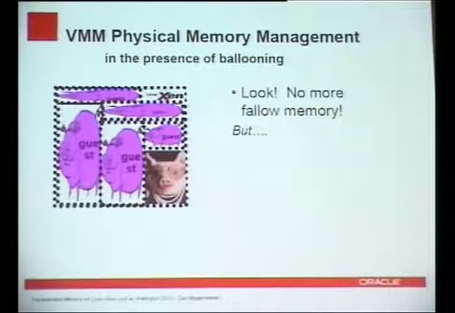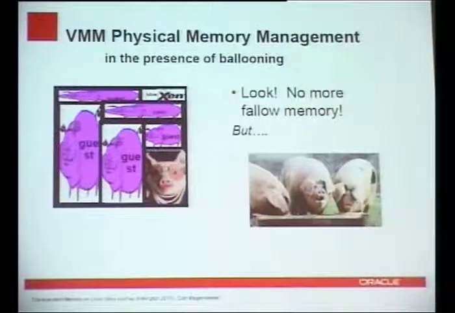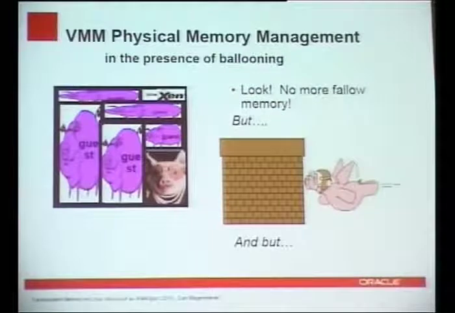If we've stretched some of the guests out now to fill up that fallow memory and we don't have any more, but as we saw before, if you give more memory to a hog, it's going to eat it all up, whether it needs it or not. So all we've really done is taken memory which was being wasted by Xen and reallocated it to the guests who are wasting it themselves. So that's not very interesting. But worse, now there's no fallow memory for incoming migrations.